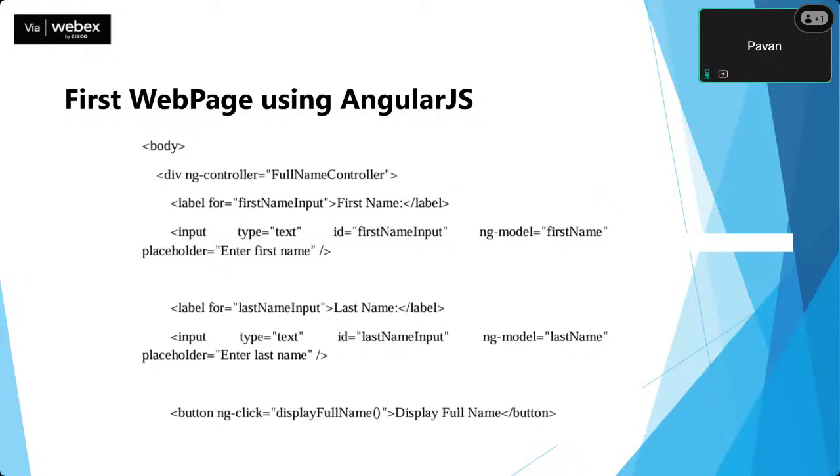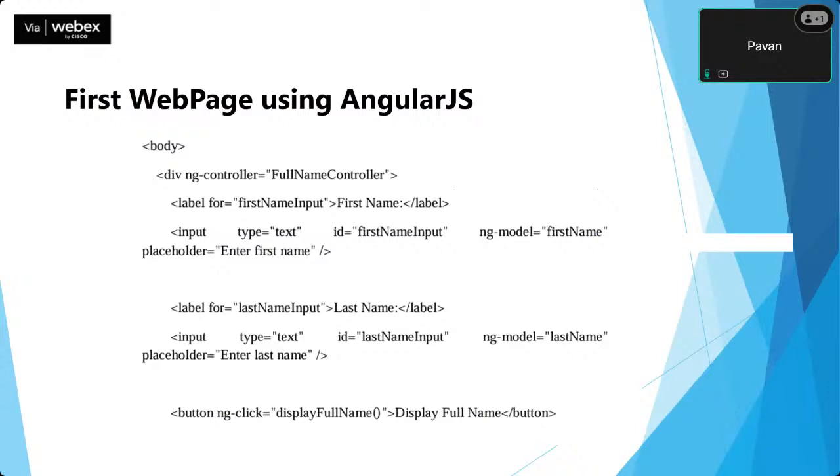So how do we create this? By using the keyword ng-controller equals to, and inside that we have written the name of the controller, that is full name controller. And as we are controlling the data present inside this division, we are writing this inside the div tag. The reason to write it inside the div tag is whatever data is present inside this div tag will be controlled by full name controller.